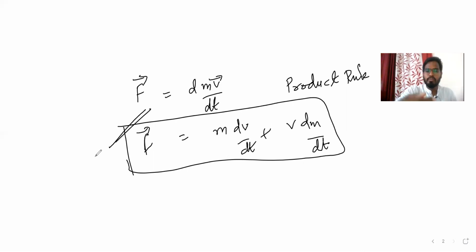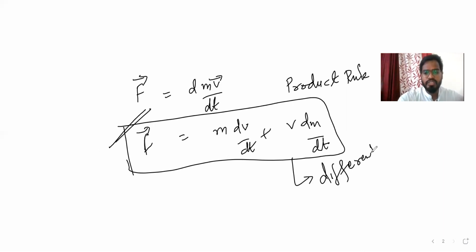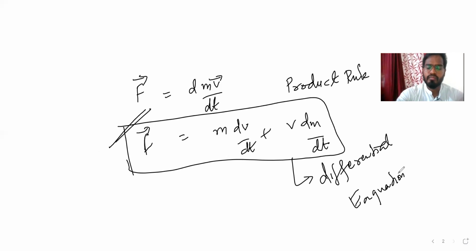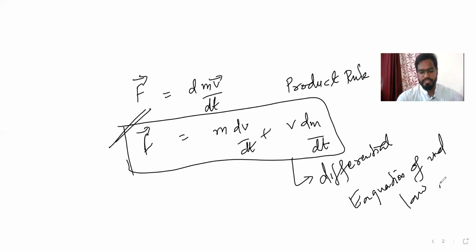So whenever mass is not constant, we'll have to use the differential equation of the second law. So this equation is also known as the differential equation of the second law of motion. Net force is equal to m dv by dt plus v dm by dt. That is the differential equation of the second law of motion.